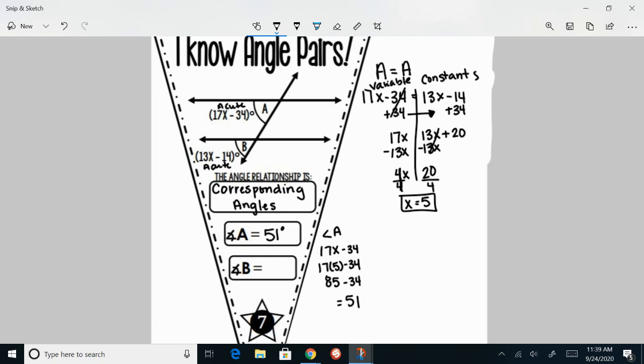Now, because we know that they are the same, they equal each other, you should also know that B is 51. Okay, but we always want to double check. So I'm going to take the measure of angle B, and I'll have 13x minus 14. So 13 times 5 minus 14. Now 13 times 5 is 65 minus 14 gives me 51.